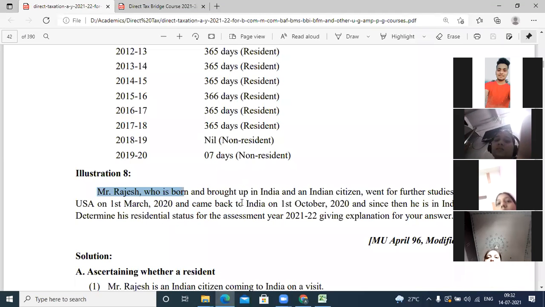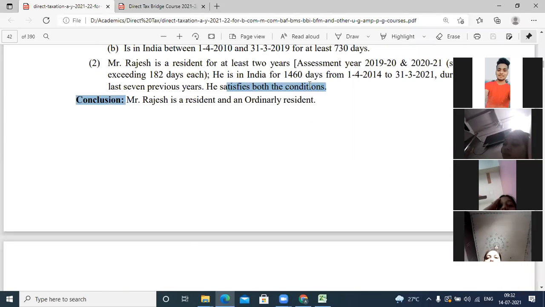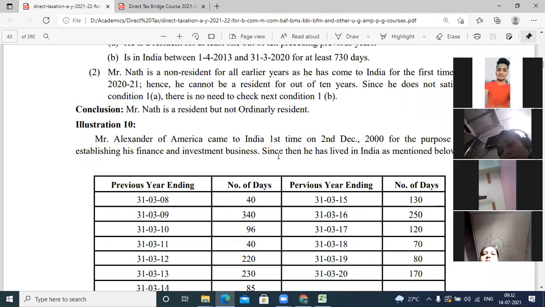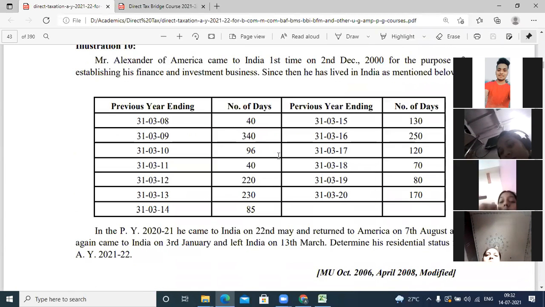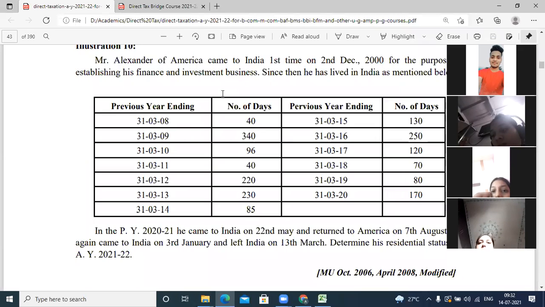Is this clear? So when they ask for the explanation, you have to write the explanation with conclusion. Okay. So these are the easy questions.